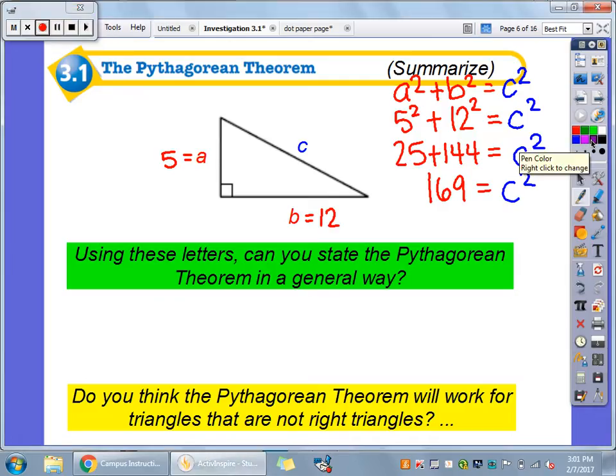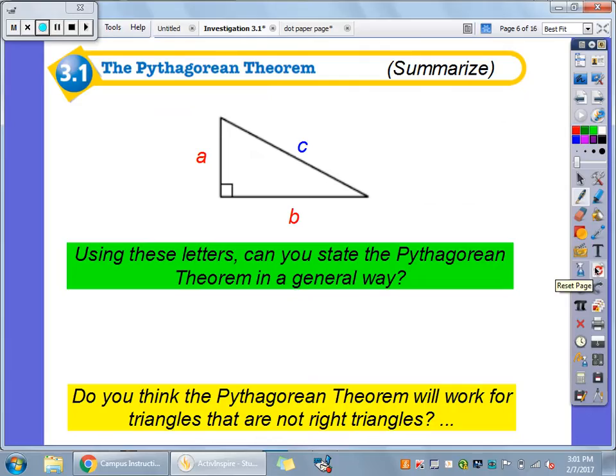So in order to find out what the length of the hypotenuse is, we need to take the square root of both sides. So this and this are going to cancel out. So 13 is equal to C. So the length of the hypotenuse from here to here is 13 units. All right, let's try another one.